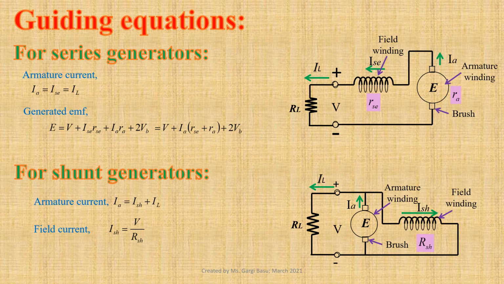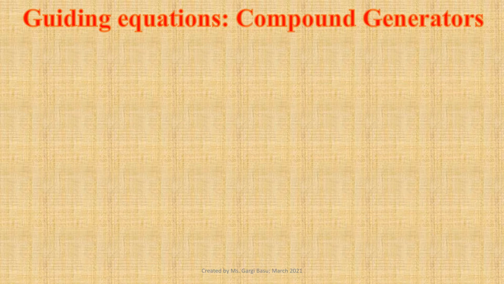of shunt field winding. Applying Kirchhoff's voltage law to the output loop, we get the expression for generated EMF E equals V plus IA RA plus twice VB, where RA is the resistance of armature winding and VB is the contact drop per brush. A compound DC generator has two field windings. One is series field winding and another is shunt field winding.